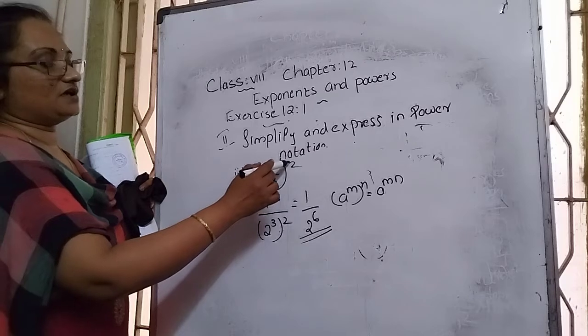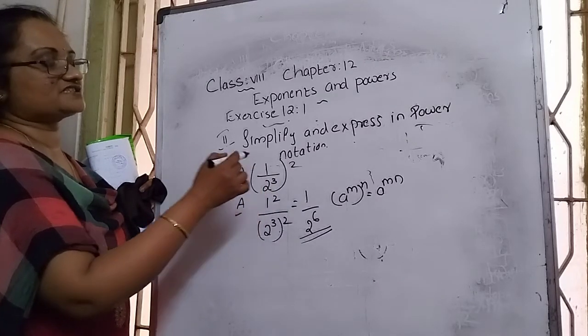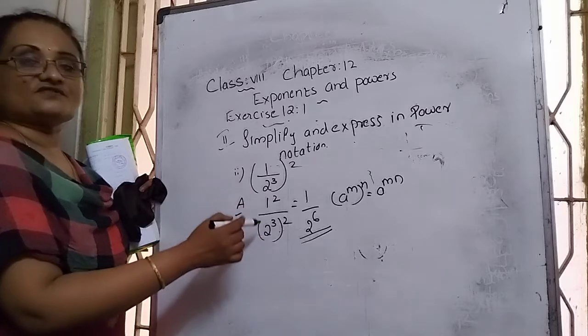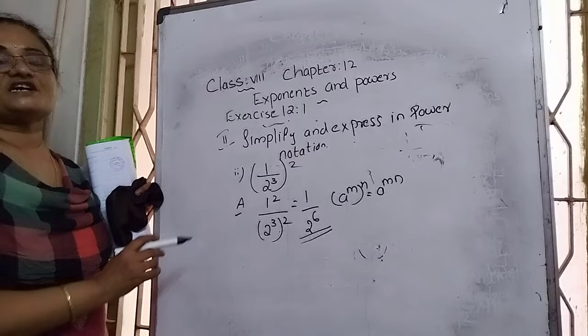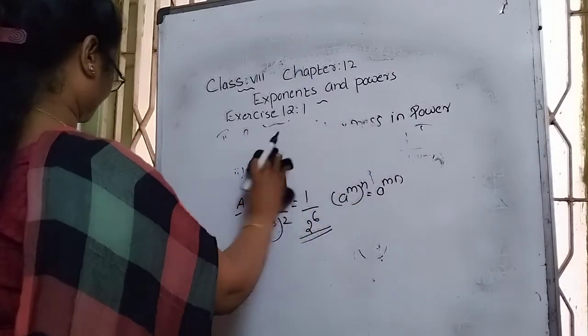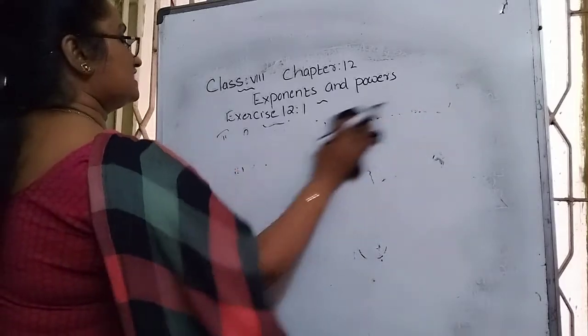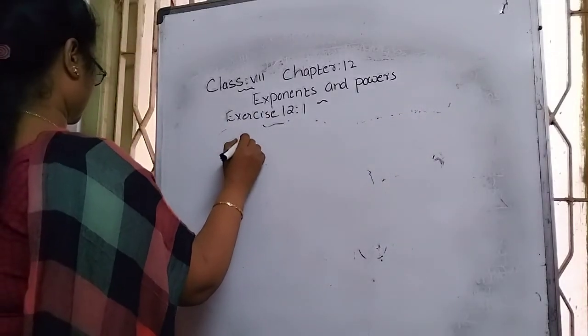Here the outside power is given to the inside bracket, to the numerator and the denominator. We give the power and do the power calculation, and we get 1 by 2 raised to 6. Then next question, the third question. The third question is given in this way.